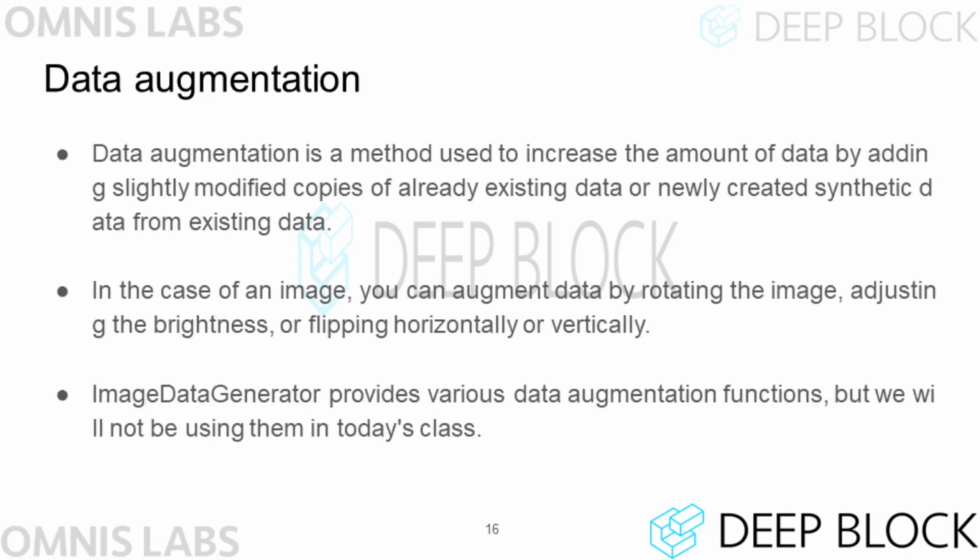Data augmentation refers to a technique to create a variety of data similar to the original data by applying a slight transformation to the original data. In the case of an image, you can create images similar to the original image by flipping the image or adjusting the contrast. Keras also provides a function to increase the amount of training data by performing data augmentation when initializing the image data generator instance. But this function will not be used in this lecture.